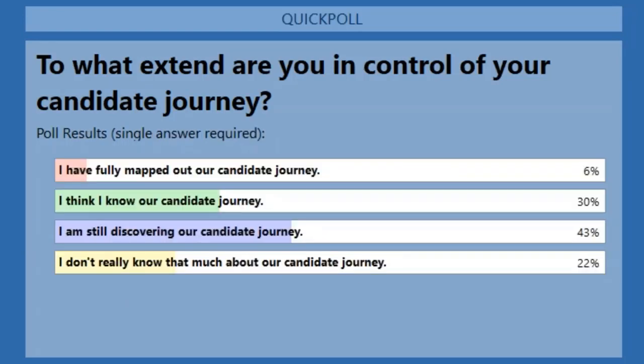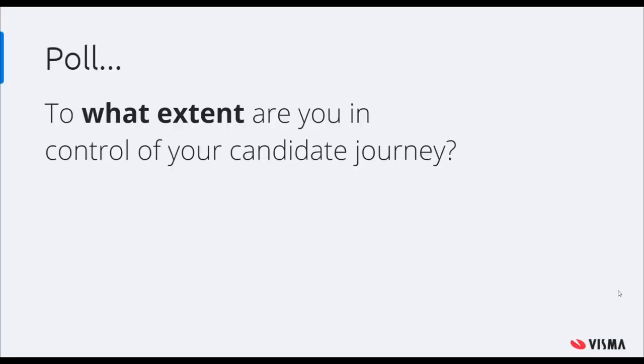All right, as you can see on the screen right now, it seems that 43% is still discovering their candidate journey. 30%, which is a nice percentage as well, think they know their candidate journey, and there's 6% that has fully mapped out their candidate journey. So, well, then I have nothing new to share with you, so you can just go on with your day. No, I'm just kidding. It's all right. But it's interesting to see. So yeah, we're still in the discovery phase, trying to find what our candidate journey is about. Well, good. Stay tuned then. Let's continue and have a look at what we have next.